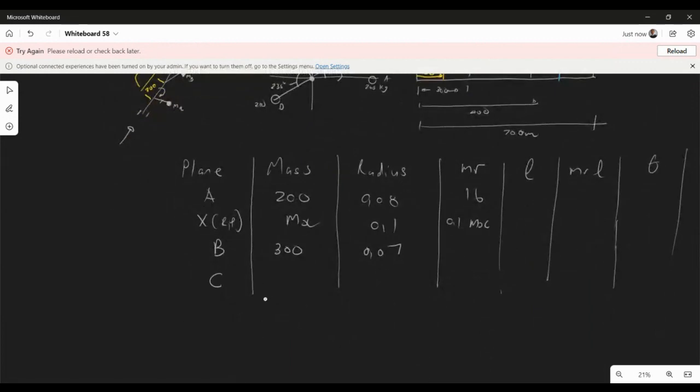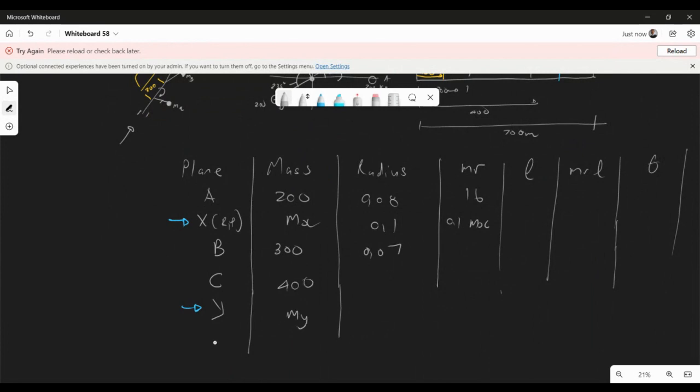For C, we start with C and this Y. So this over here is our balancing mass. We need two: one for static and one for dynamic balancing. For C, we have a mass of 400. Y, we obviously don't know the mass; we're still trying to figure that out. And then for D we have 200.